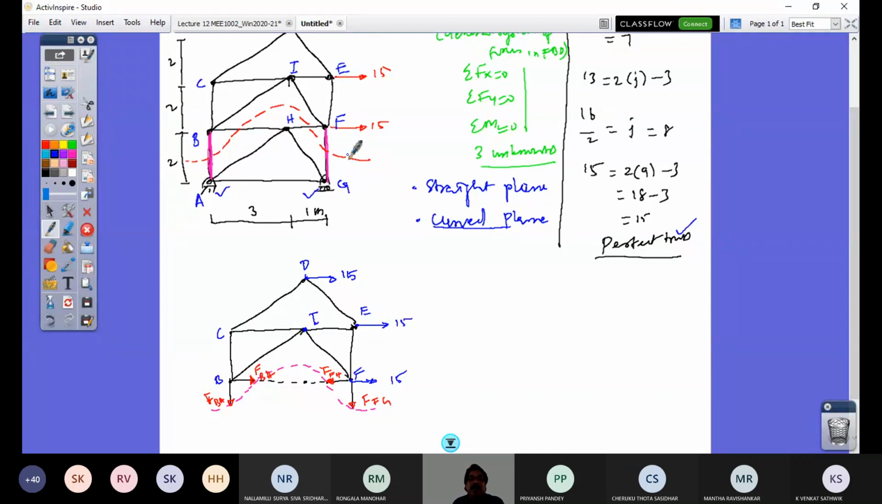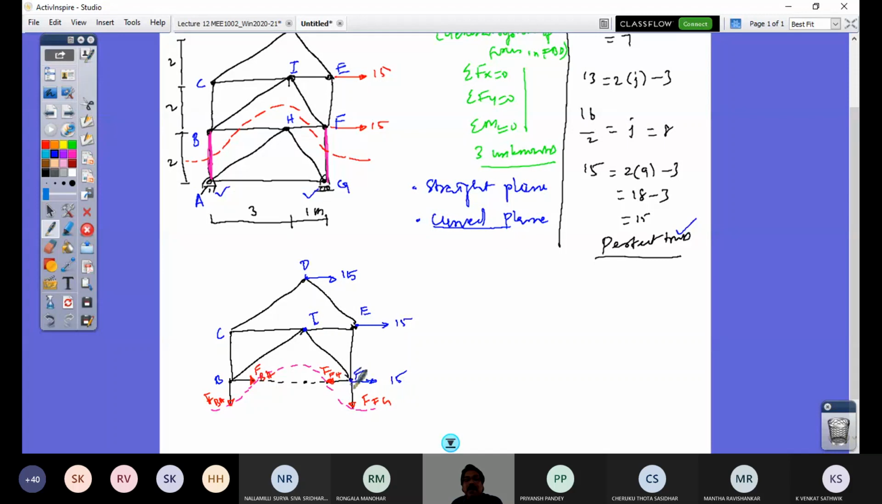Why this is an appropriate section is because if I look at point B, 3 out of 4 are concurrent. They have a common intersection. This one, and the line of action of this goes through this. So this is the only unknown. So by taking moment at point B, I will be able to find out this unknown.